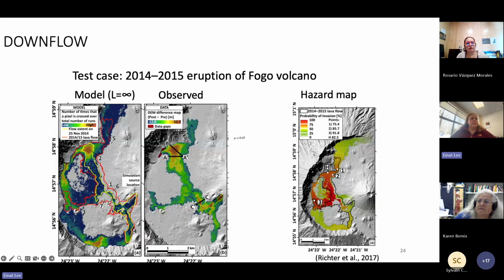This is an example test case that was published by this group, where they looked at the 2014-2015 eruption of Fogo volcano. And you can see the model spread a little bit more than the actual eruption itself. But it did capture the higher likelihood, it did capture the places that did get inundated.